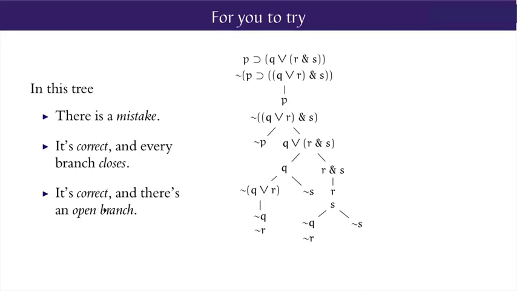Instead of asking you to work through an entire tree, what I've done here is I've produced a tree for you, except maybe I've made a mistake. Maybe I haven't. Have a look through this tree and let me know, answer the question, is this tree correct or not? Is there a mistake in the tree? Or is the tree correct and actually every branch closes? Or is it correct and when you check it you see that there's an open branch? Have a look, have a think about this, and then register your result and see how you go.